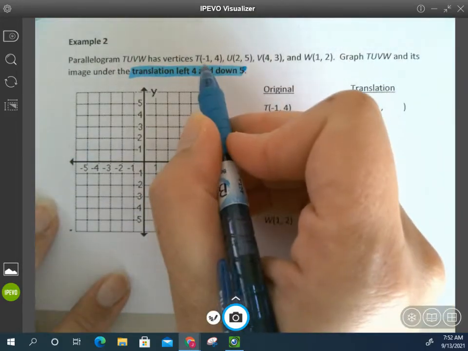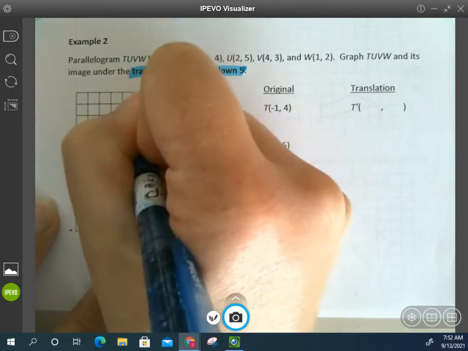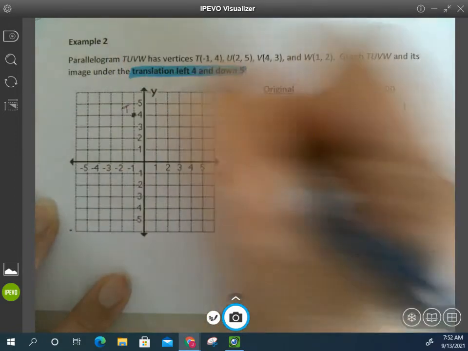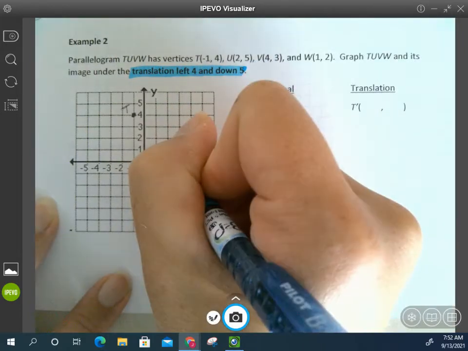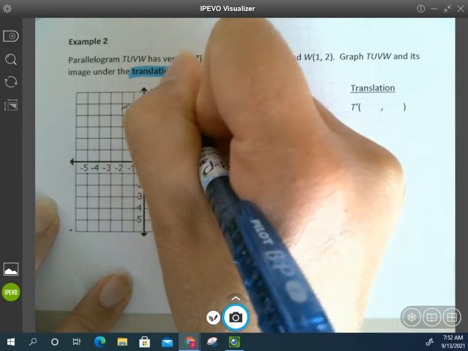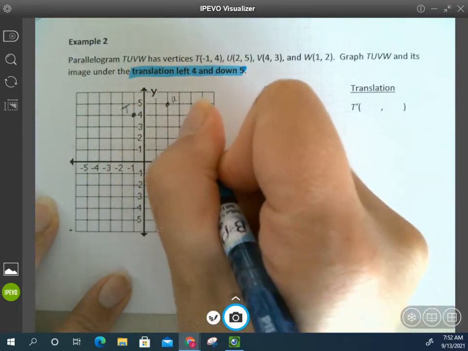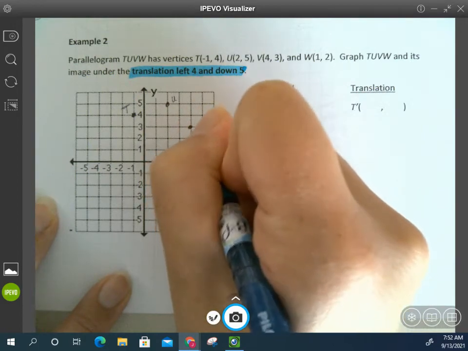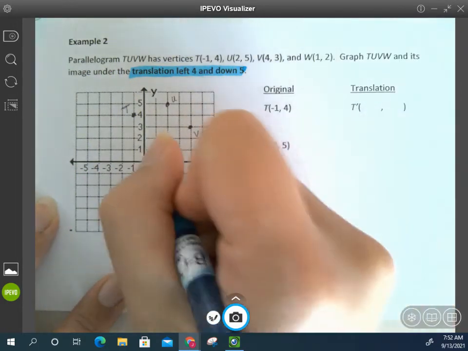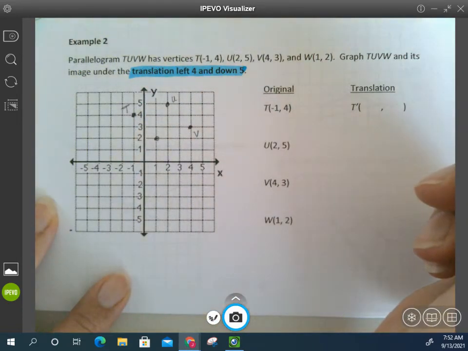Make sure we agree. Make sure you label them. So -1 to the left and then up 4. And then U is +2 for X, so to the right, and then up 5. And V, +4, +3, and W, 1, 2. Makes it a little easier when this is set for us.